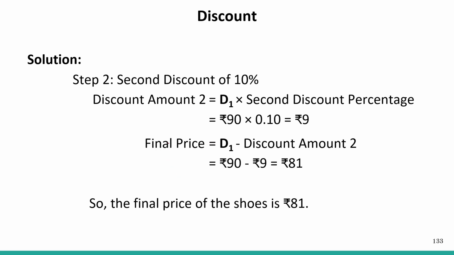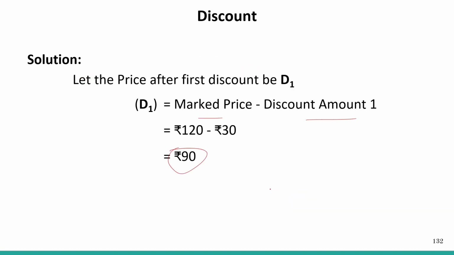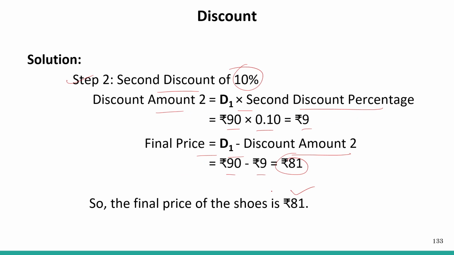So step 2 is the second discount of 10%. So discount 2 is equal to D1 into the second discount percent, that is 90 into 0.10, which is 9 rupees. So final price is equal to D1 minus discount amount 2. So 90 minus 9 is equal to 81. So the final price of the shoe is 81 rupees. Okay. So we have got the final price of the shoe.